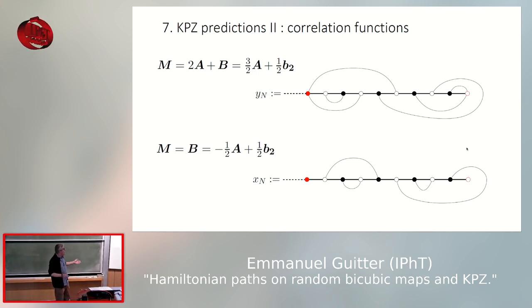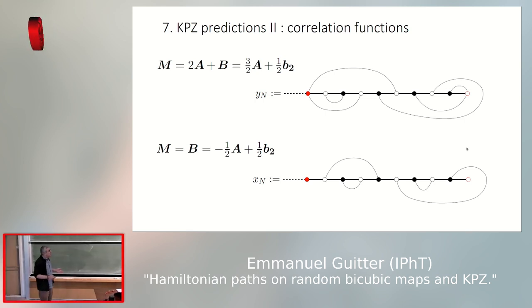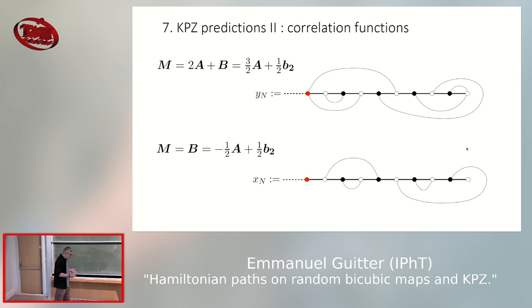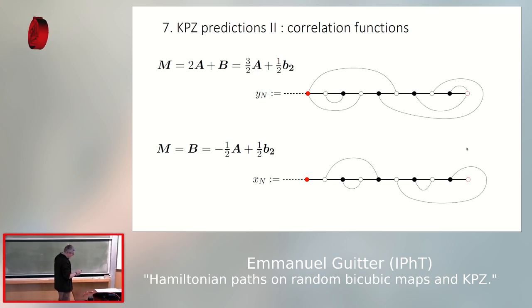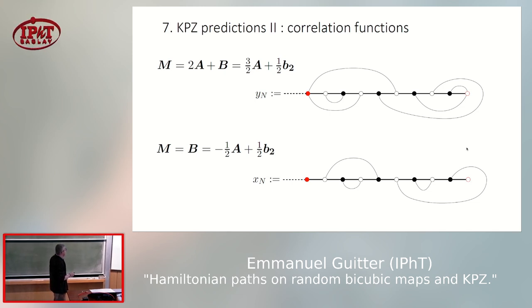But at that time we forgot to look at operators for this simple model. And I was expecting that KPZ would work also. So let's check that. So what are the operators which I want to consider?